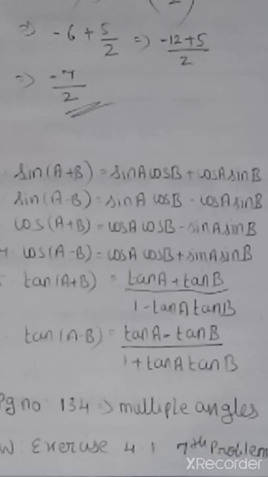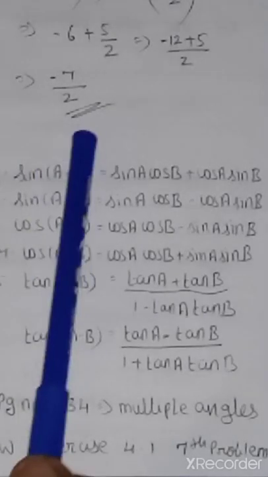Long back, we started trigonometry. Have you all remembered? We completed exercise 4.1. Today we are going to see exercise 4.2, and for 4.2 I already gave the formula, that is the sum and subtraction of two angles.